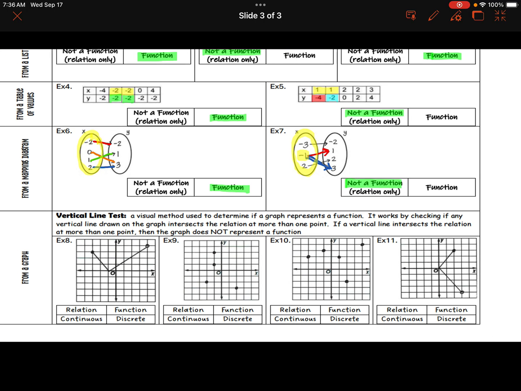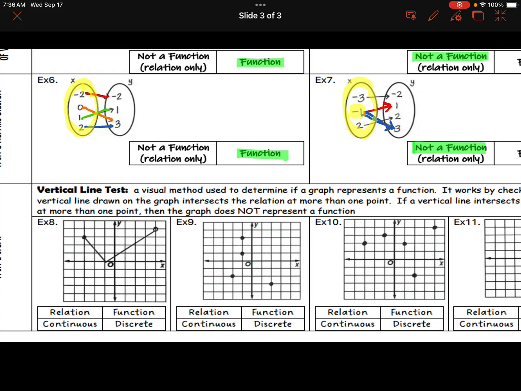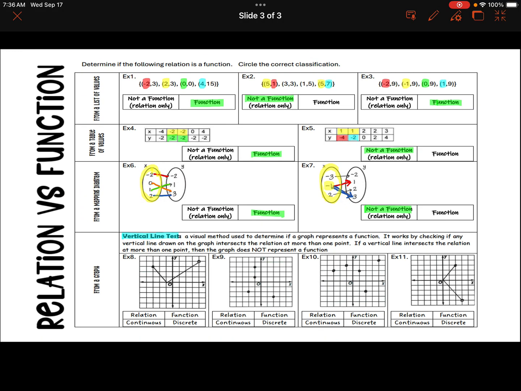Okay, so then what if it's given to me as a graph? Well, if it's given to me as a graph, there is this thing called the vertical line test that makes it very easy to quickly see whether something is a relation only, or if the relation meets the category to make it a function. So the vertical line test is just a visual method that we can use to determine if a graph represents a function.